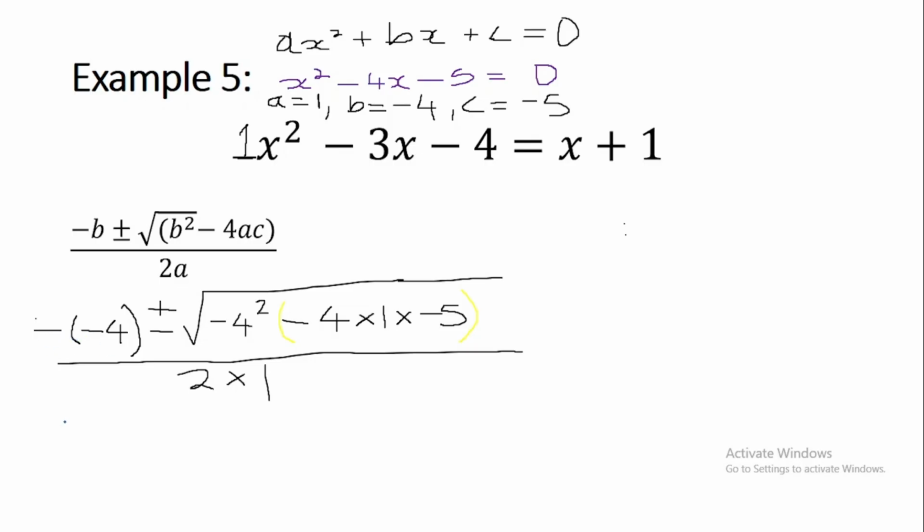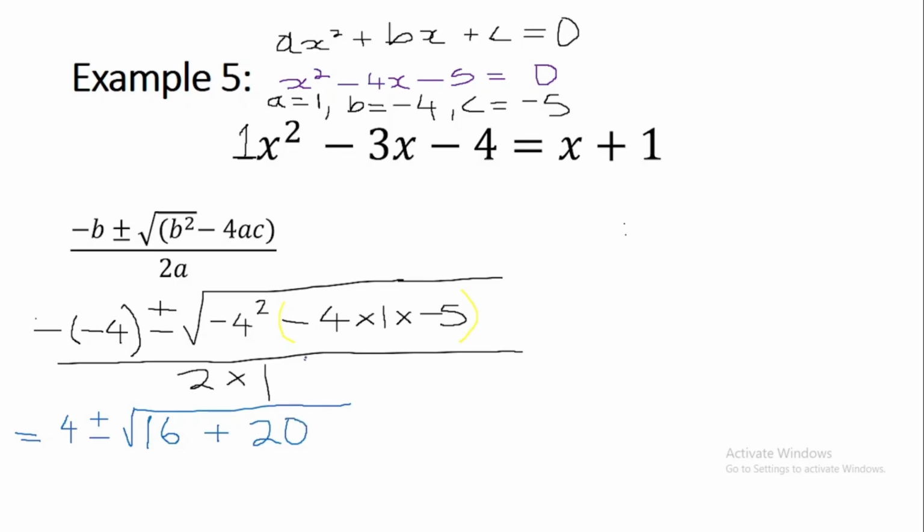So it's going to be 4 plus or minus the square root of, so negative 4 squared, that's going to be negative 4 times negative 4, which is positive 16. And we'll work everything right here. So negative 4 times 1, that's going to be negative 4. And negative 4 times negative 5, that's going to be positive 20.